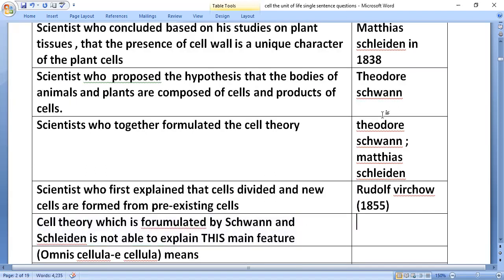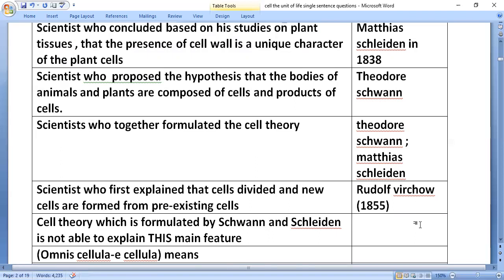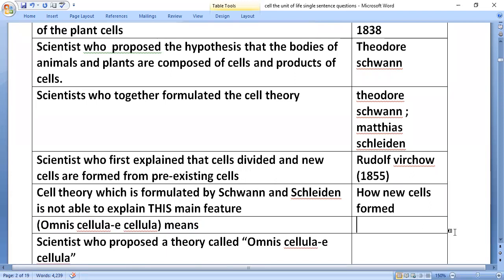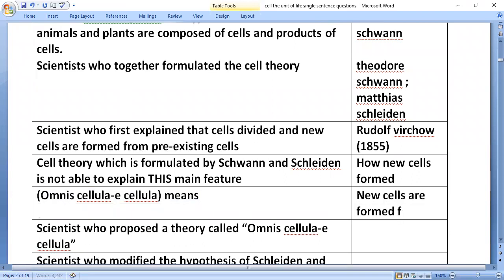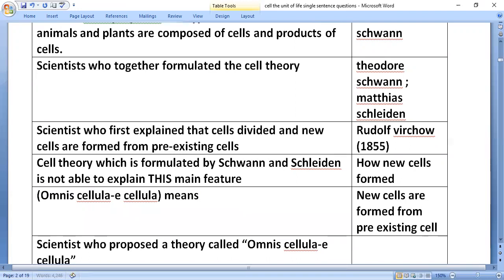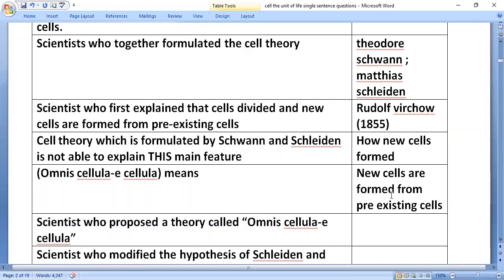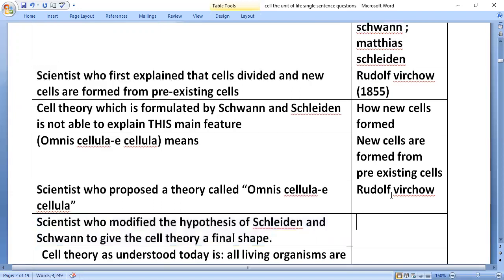The cell theory formulated by Schwann and Schleiden is not able to explain a main feature: how new cells are formed. Omnis cellula e cellula means new cells are formed from pre-existing cells. The scientist who proposed this, omnis cellula e cellula: Rudolf Virchow. The scientist who modified the hypothesis of Schleiden and Schwann to give the cell theory a final stage: Rudolf Virchow.